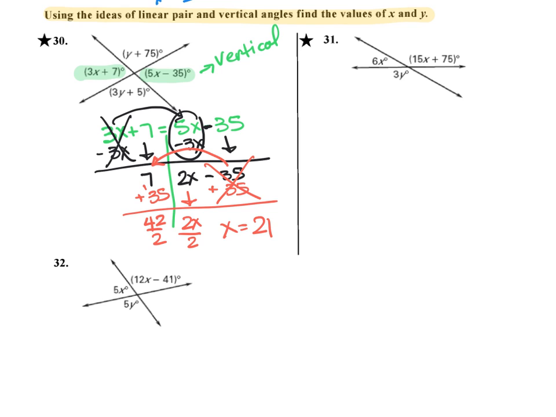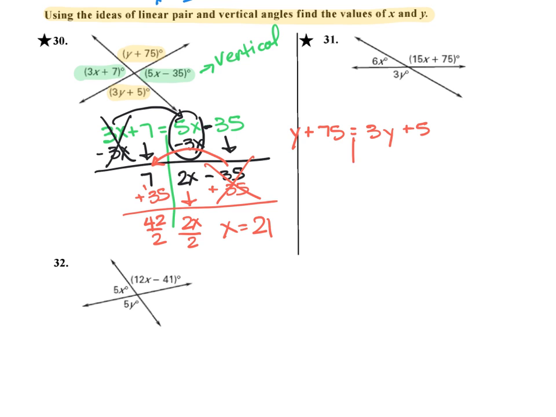So now I need to find out what y is. When I go back and look at the question, I notice that the two y values are also opposite of each other, and so I'm going to set up an equation with those two, and I'm going to write y plus 75 equals 3y plus 5.